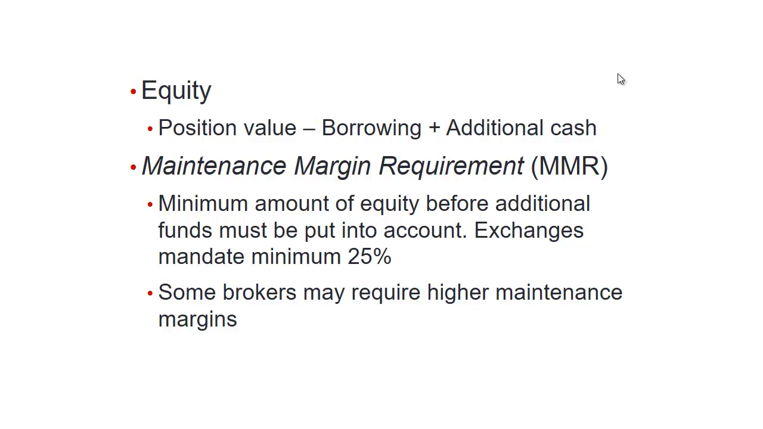Now, equity is your position value, which is the value of the securities, minus any borrowing, plus any additional cash. Now, this brings us to our second definition, maintenance margin. This is the minimum amount of equity before additional funds must be put into the account. So, the equity can fall in your account, but it has to fall a certain amount before you have to put more money in your account. Exchanges mandate a minimum of 25%, although some brokers may require higher maintenance margins.